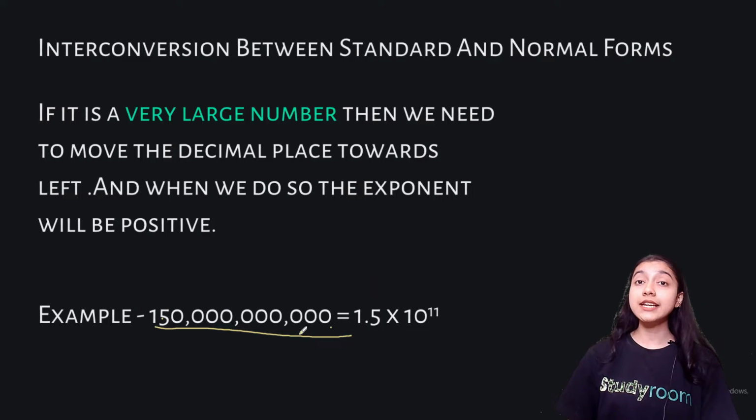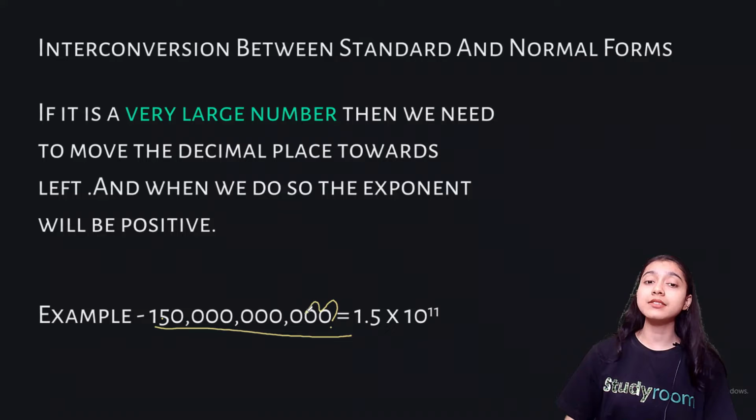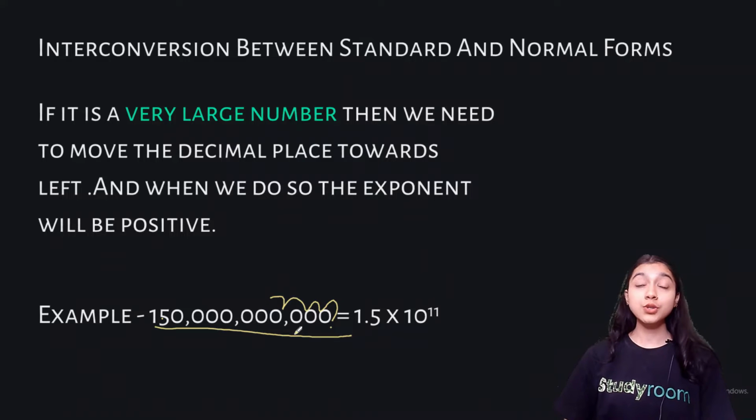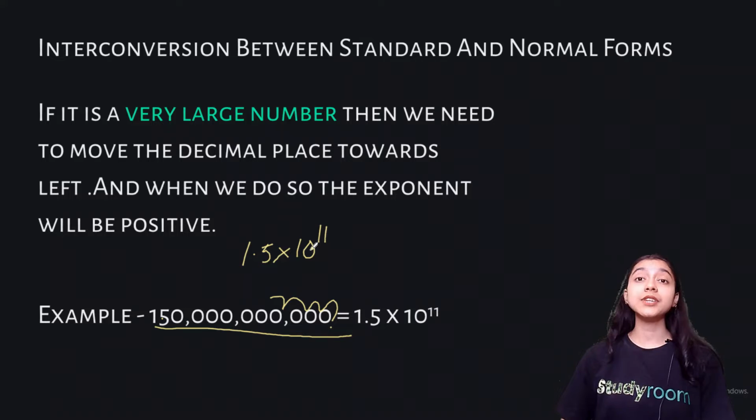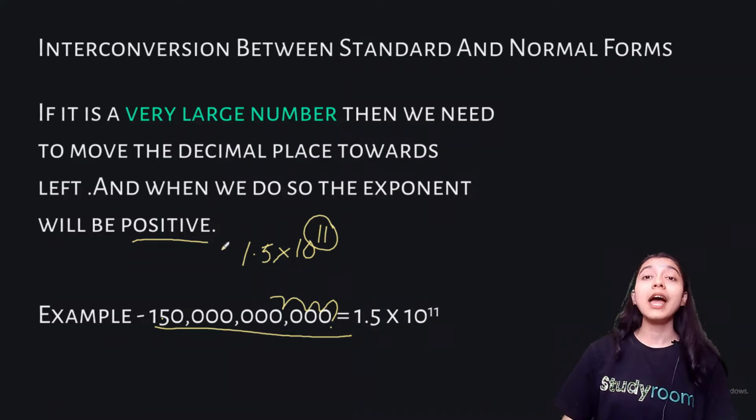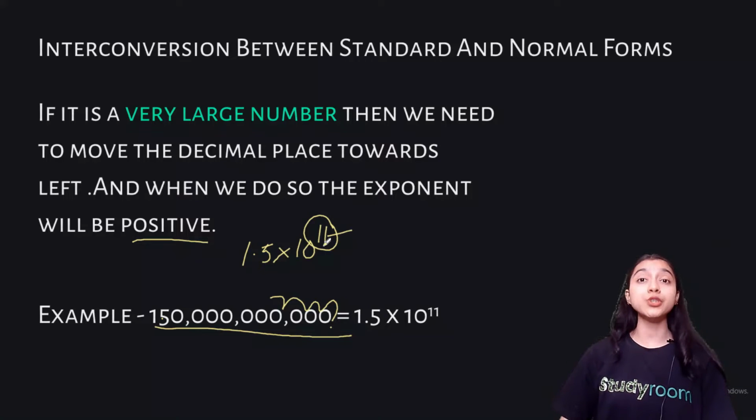So we are shifting the decimal place towards the left hand side, and we are shifting 11 places towards the left hand side. So this can be represented in standard form as 1.5 multiplied by 10 to the power of 11. So we can say that when we are representing larger numbers, the exponent will be positive. And we have to shift the decimal towards the left hand side, and the number of places we shift the decimal will become the exponent of 10.